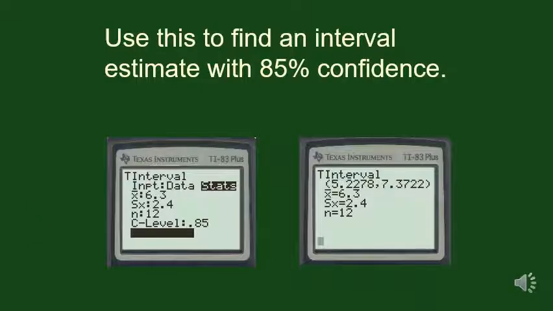Question says, use this to find an interval estimate with 85% confidence. Now, I will tell you, in the real world, nobody ever uses 85% confidence, but books can pick just about any number they want, and so you'll put that down for the C level. You can see this worked out, and on the right, we're saying that they must average somewhere between about 5.2 and 7.4 runs.